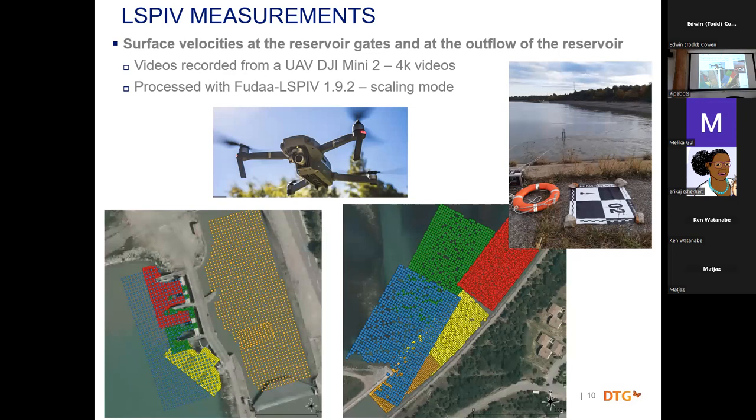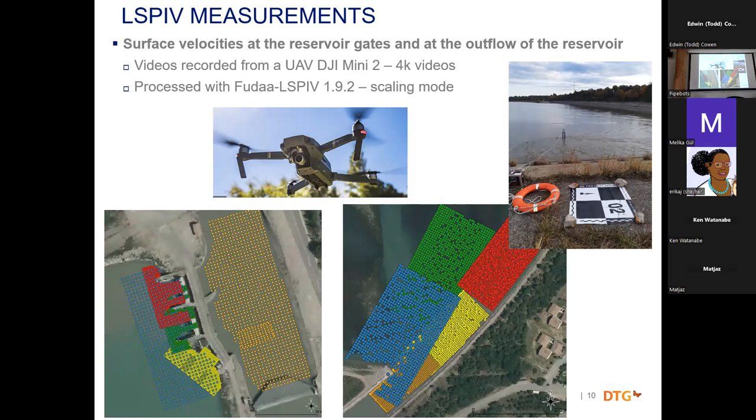It was also challenging because we are in a part of France which is not too far from an airport. So we were not allowed to fly the drone very high. I think it was maybe 60 meters as maximum. So we had to deal with that, and you can see that we had to make several recordings. And then using Fudaa-LSPIV, you can use a global coordinate system for each of the measurements. So then at the end, you can just merge all the measurements together.